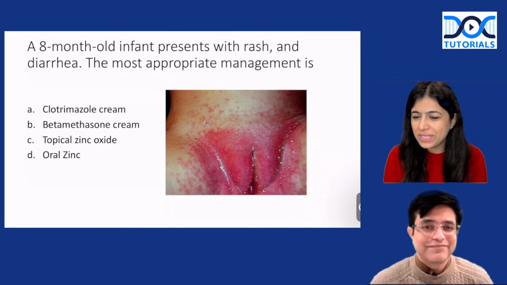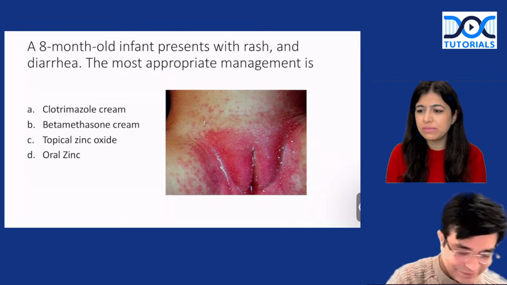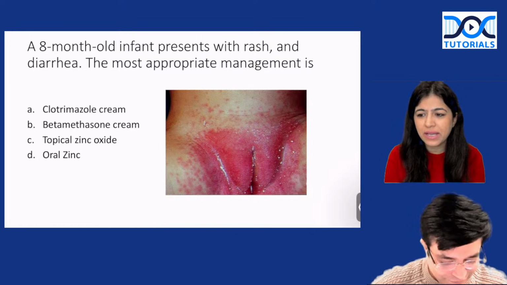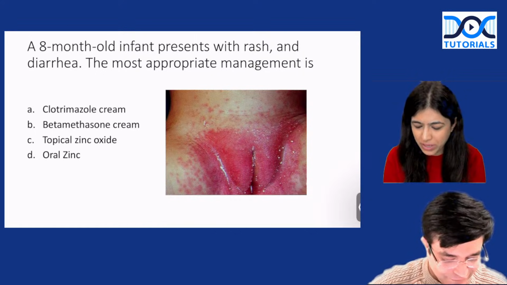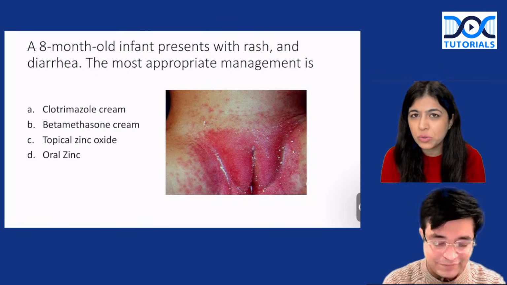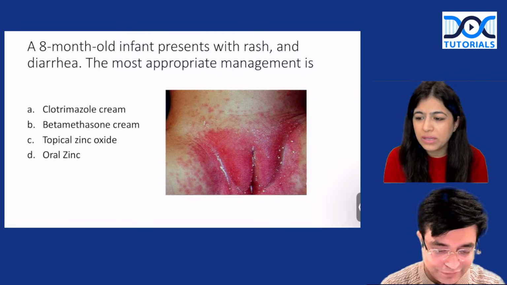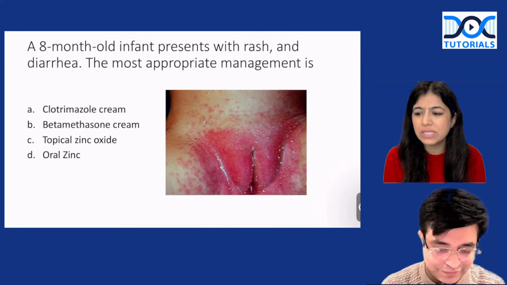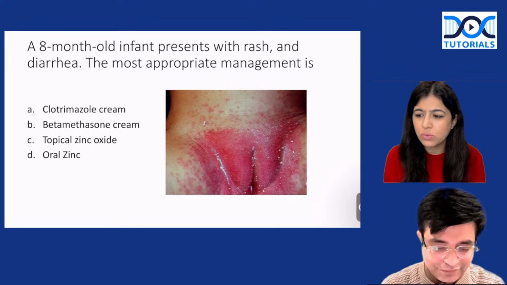Yes. So another question which can get confusing sometimes in the exam. This is an 8-month-old infant who presents with rash and diarrhea. What is the most appropriate management? I will wait for you to respond here. When you look at the image, what do you see in the image? There is maceration. You see the red raw area over the vulva.